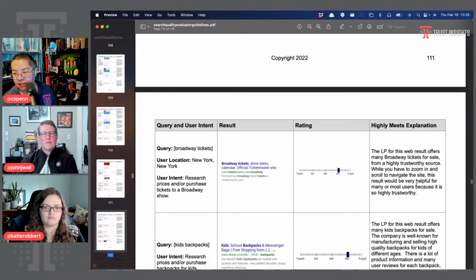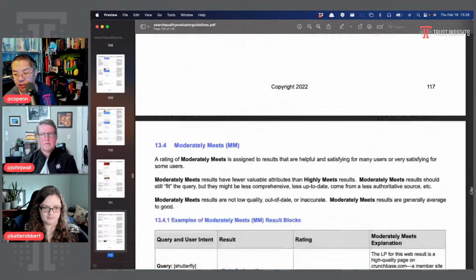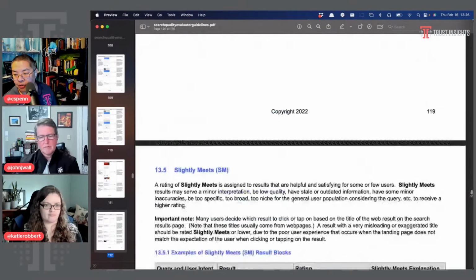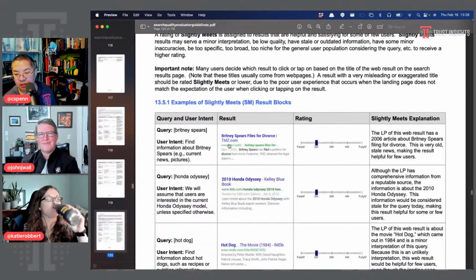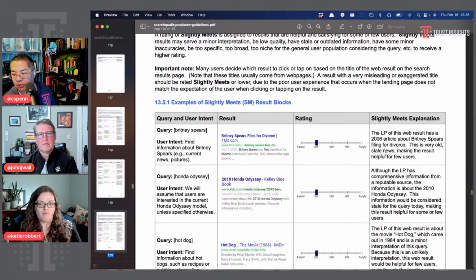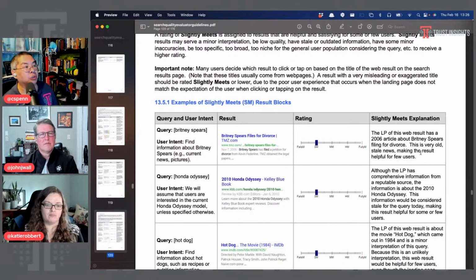And there's Ticketmaster as the example, and it says this site is helpful, but you have to do a lot of navigating to get to where you want to go. So as a result, it highly meets the needs, but not fully. If we go down a bit further into the slightly meets the needs, Britney Spears, and you have this TMZ article. It says the landing page has a 2006 article about Britney Spears filing for divorce. This is very old, stale news, making the result helpful for few users.